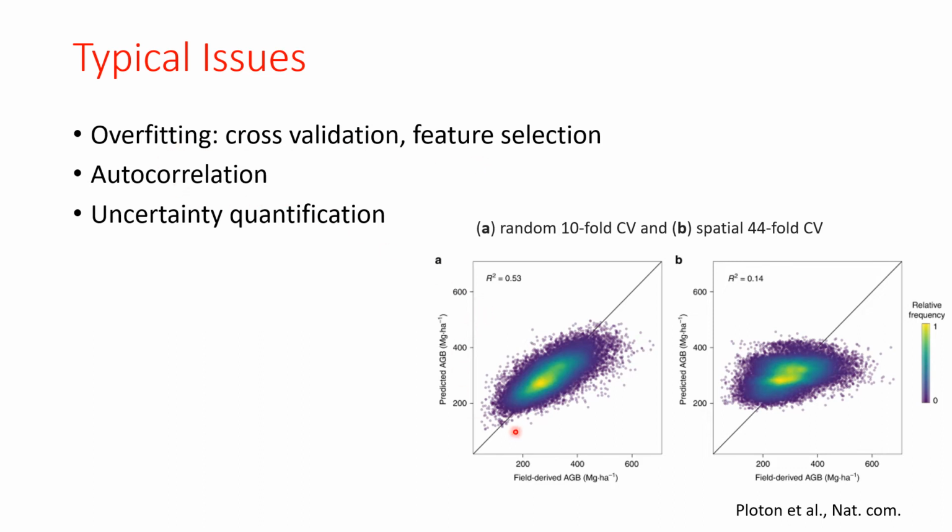Autocorrelation, as discussed in this paper I listed at the bottom, and uncertainty quantification are also typical issues that remain to be adequately addressed in many studies. Whether and how autocorrelation should be handled in machine learning-based spatial mapping are widely debated. There are many open questions in making good use of machine learning in carbon cycle studies.